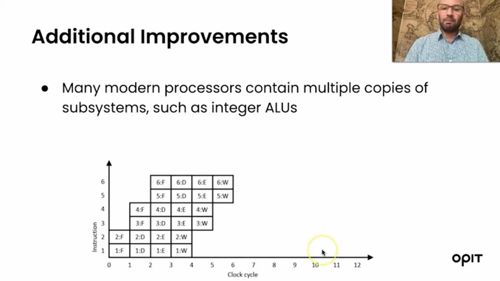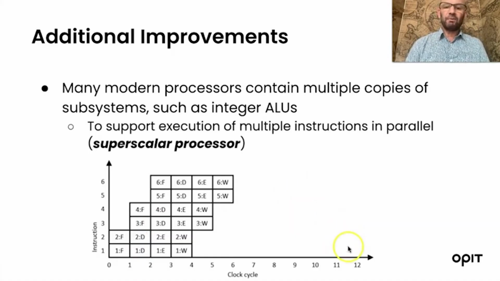So many modern processors contain multiple copies of these subsystems, such as integer ALUs. So you see here that, for example, if our processor has the capability to, we can even run more than one fetch per cycle. So here you can see we're running 2 fetches per cycle, right? We're also running 2 decodes per cycle. And again, 2 executes per cycle and 2 write-backs per cycle. So you can see here that if we have basically the hardware available to us, we can even more efficiently take advantage of the processor resources that are available.